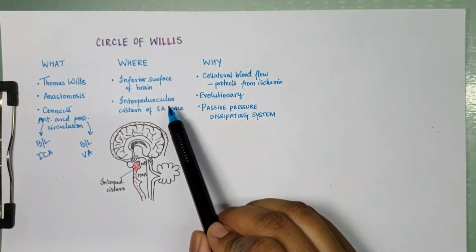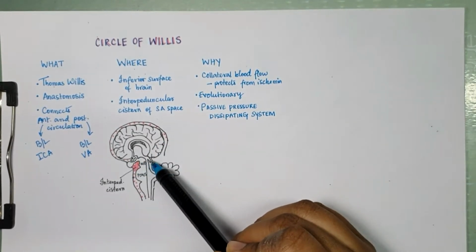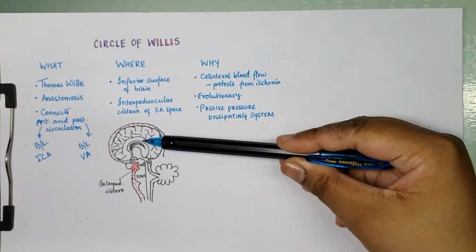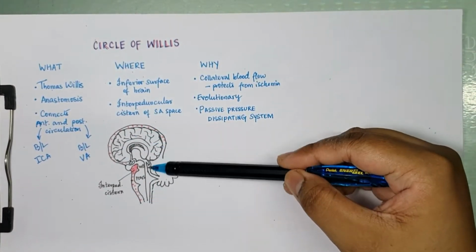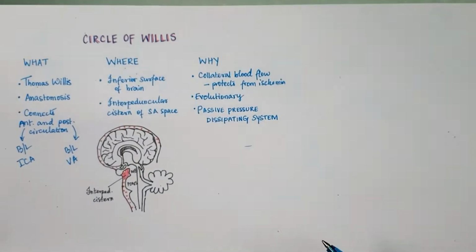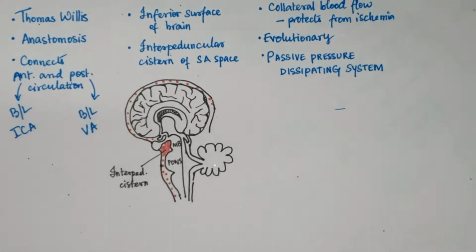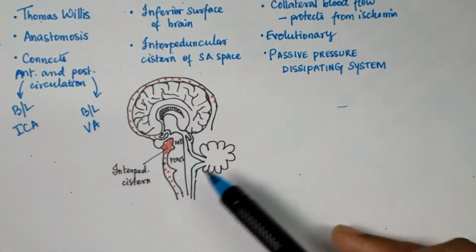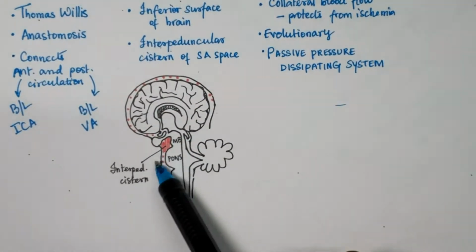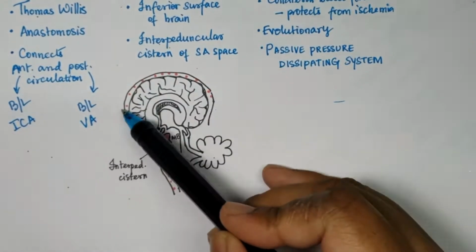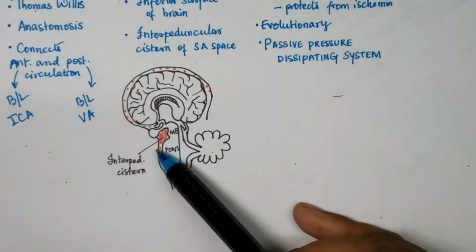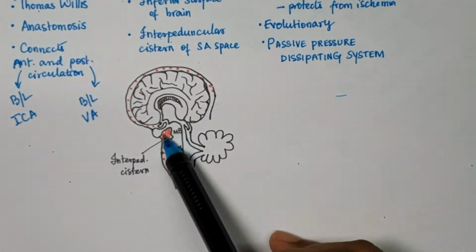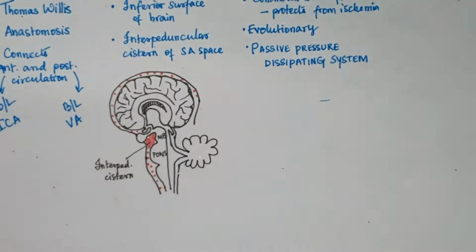Now where is it located? The circle of Willis is located at the inferior surface of the brain, or the base of the brain, and in the interpeduncular cistern of the subarachnoid space. Now this is a cross section of the brain. The pink dots represent the pathway for the CSF. It's an incomplete image, but just to show you where the interpeduncular cistern is. So the CSF flows through this, and here this deep shaded area is the interpeduncular cistern in the subarachnoid space. This is where the circle of Willis lies.